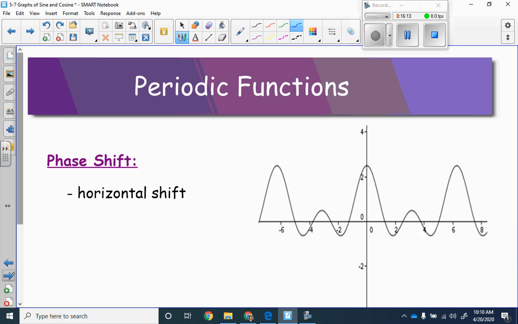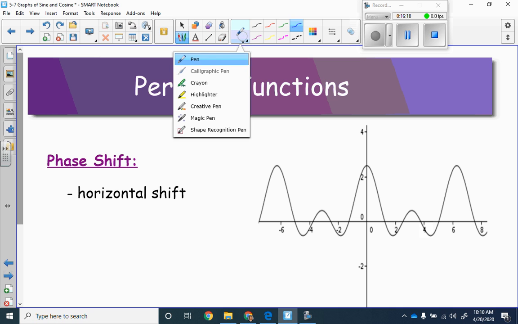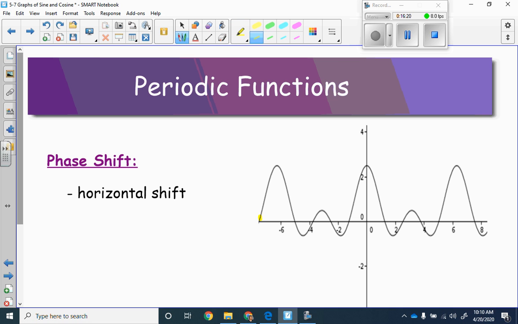Lastly, we have what's referred to as a phase shift, which is a horizontal shift. And that's really just taking a graph, and I'm going to just highlight over this.